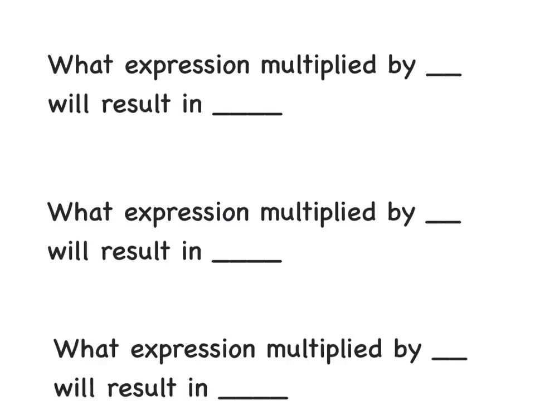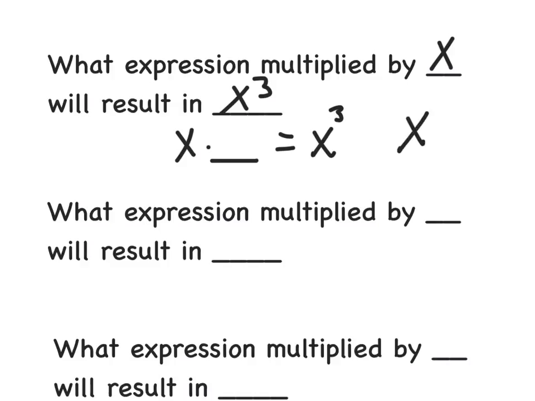So let's just answer a few questions first. What expression multiplied by x will give me x cubed? What would you multiply x by to give us x cubed? So x times what equals x cubed? Hopefully we're all saying x squared. When I multiply, I add those exponents. 1 plus 2 gets me 3.